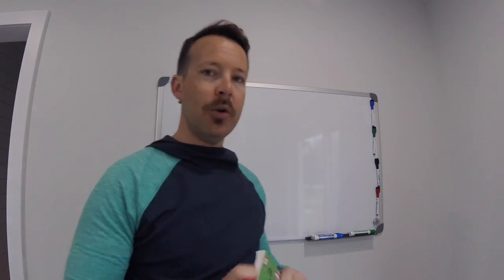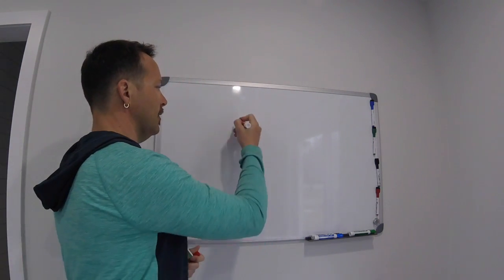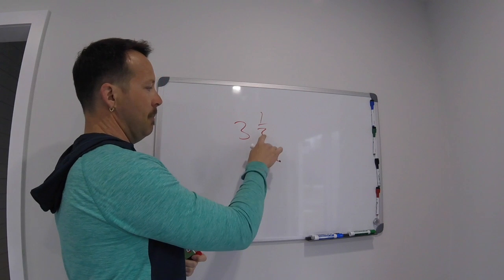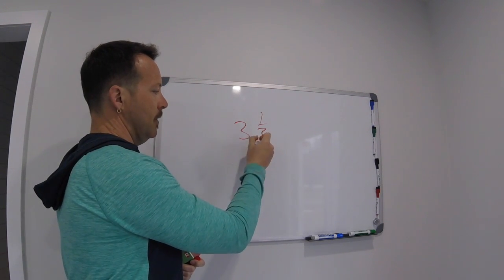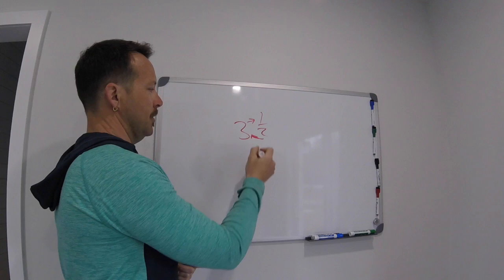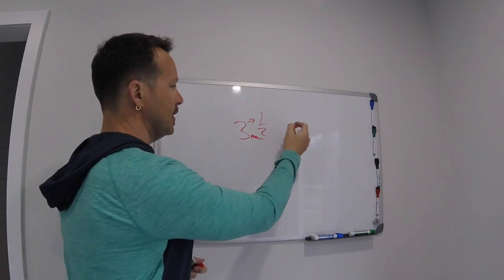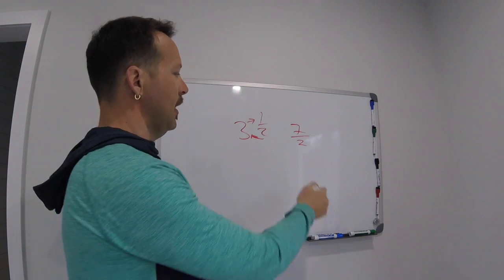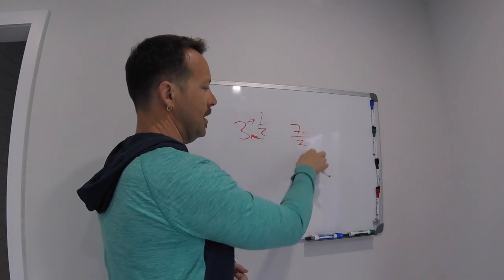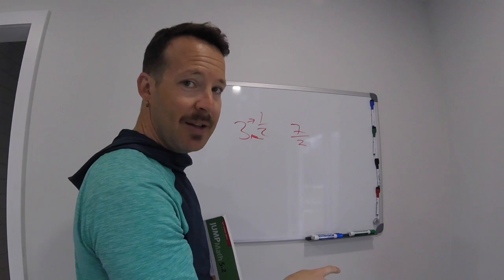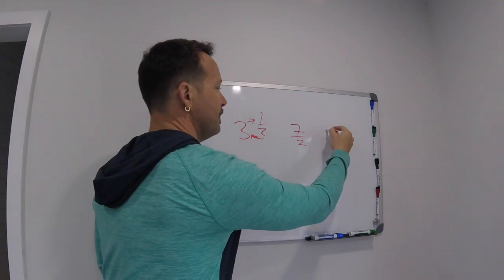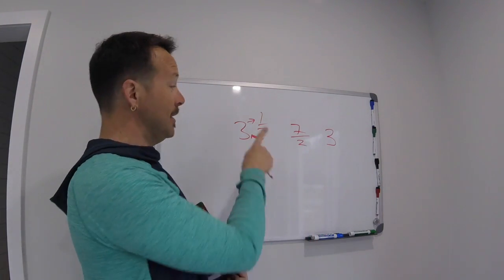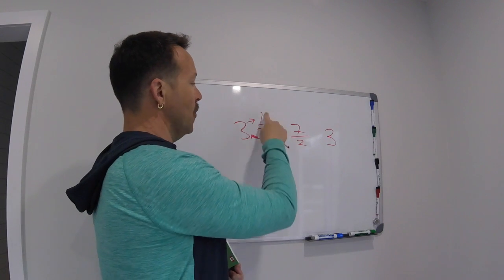So just remember the simple trick is to take your number, multiply these two, and add. So 3 times 2 is 6 plus 1 is 7. Keep the denominators the same. To change this to a mixed number, 2 goes into 7 3 times, because 3 times 2 is 6, remember? And there's 1 left over.